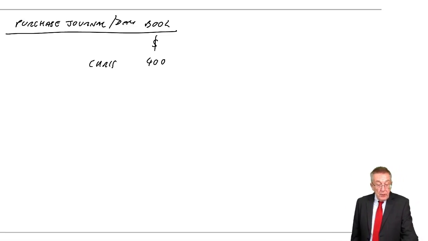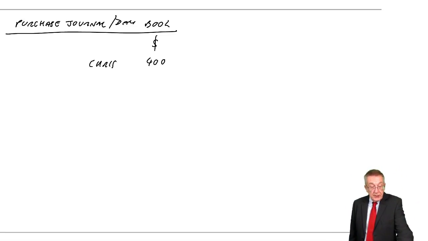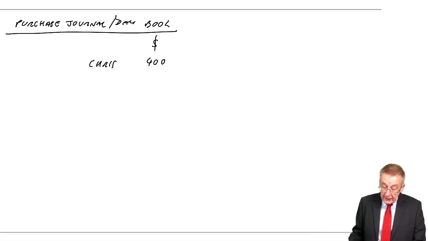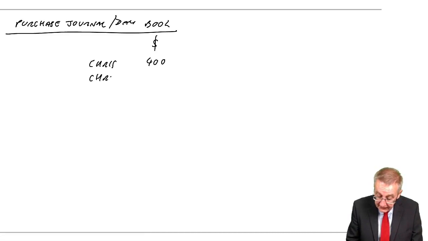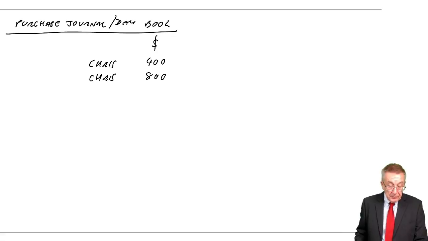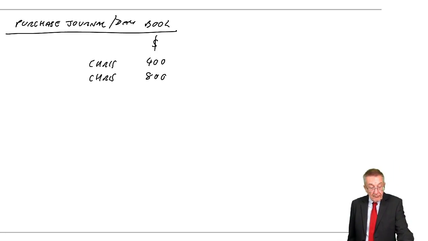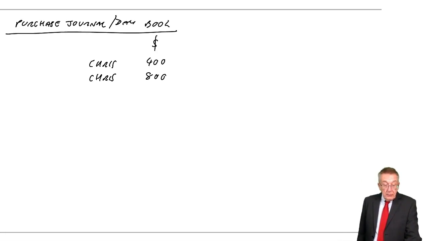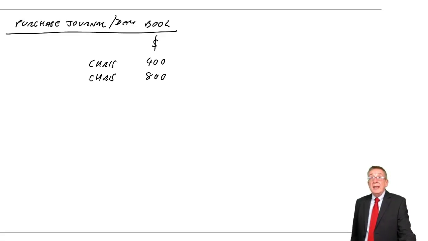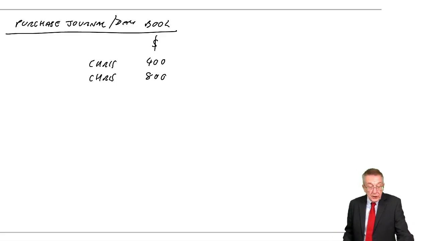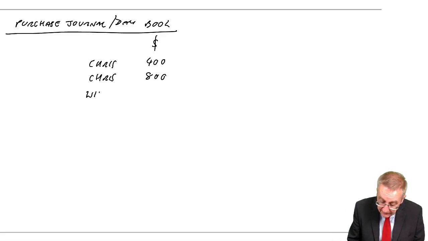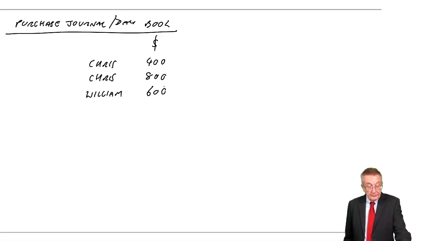F, we buy more chairs, 800, again from Chris on credit. So, list it again, 800 bought from Chris. G, we buy chairs on credit from William. So, more purchases on credit, this time William, 600.